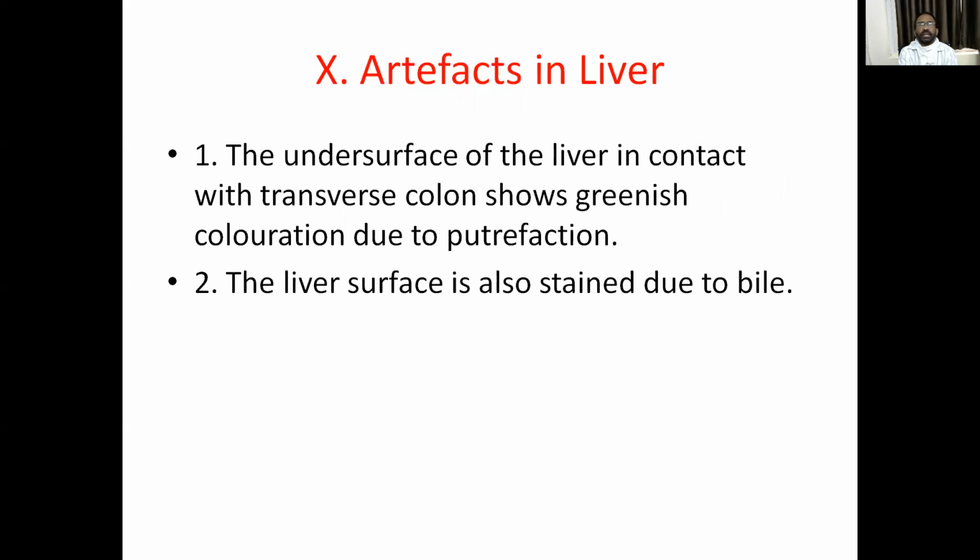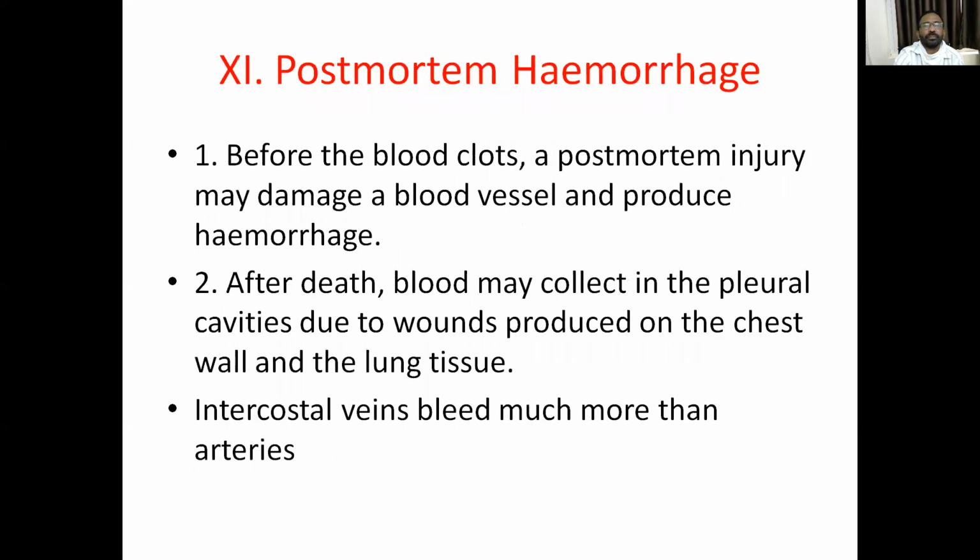Artifacts in the liver. The undersurface of the liver in contact with the transverse colon shows greenish coloration due to putrefaction. But it is not an original change of the liver. This is due to the contact between the transverse colon and the undersurface of the liver. It should not be mistaken. And the postmortem hemorrhages. Before the blood clots, postmortem injury may damage blood vessels and produce hemorrhage. After death, blood may collect in the pleural cavities due to wounds produced on the chest wall and lung tissue. Intercostal veins may bleed much after death also.